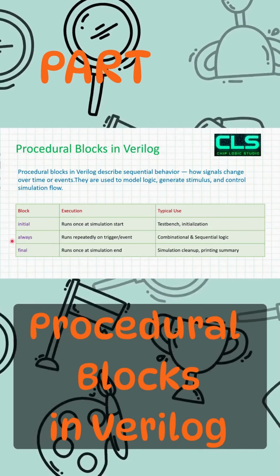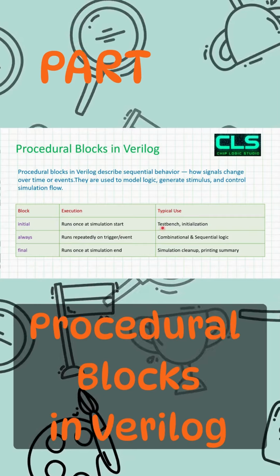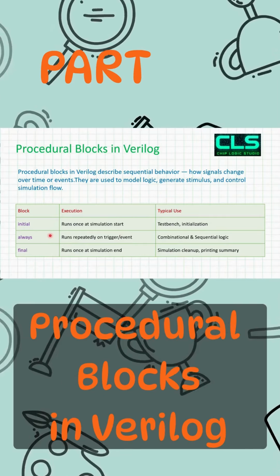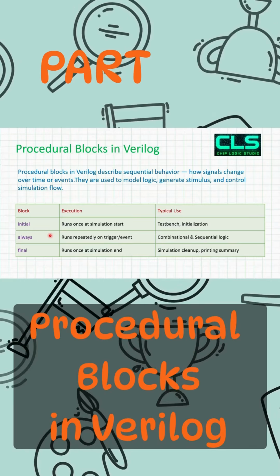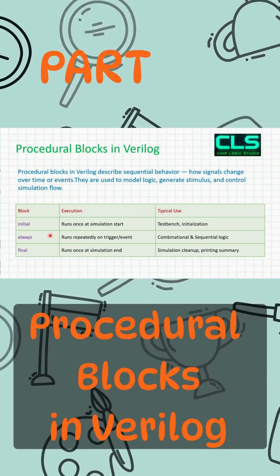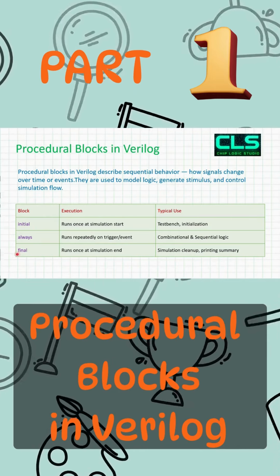And let's see. So first is our initial, which runs once at simulation start. The initial block is mostly used in our testbench and for initialization of some variables, and as its name suggests, initial means first step, you can say, and it only executes once because it is initial. So initial is only once, and that also at the first time. So at zero simulation time it will execute, and opposite to that there is a final block.